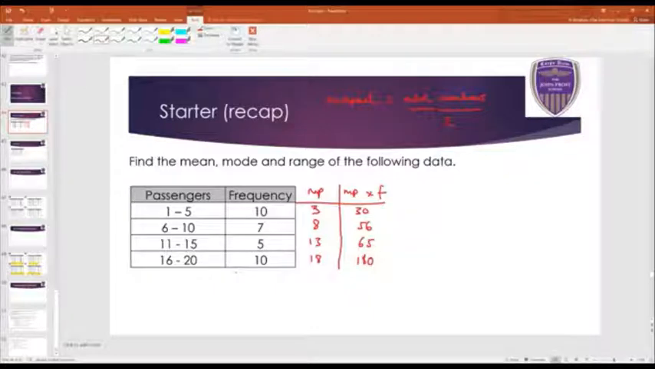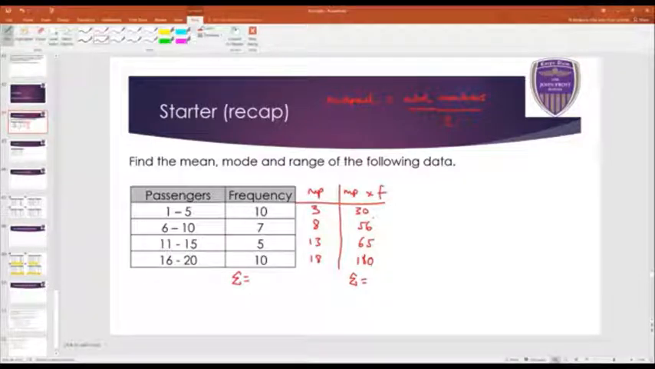The next step is to find the sum of these two columns. We need the sum of the frequency and the sum of the midpoint times frequency column. Remember, if I gave you this question and said find the mean and it was numbers in a list, you would add them all together and divide by how many there are. So this is adding them all together in this column, and this is dividing by how many there are here. So just add those numbers up.